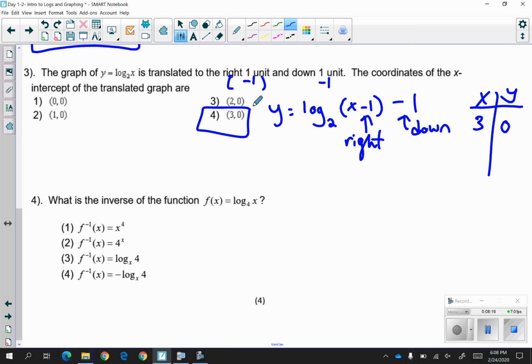For number 4, they're asking which one is the inverse of a log function. And the inverse of a log will always be exponential, which means you can cross out choice 3 and 4 because both of those are logs. Now, your base of the log is 4, which means the base of your exponential should also be 4.